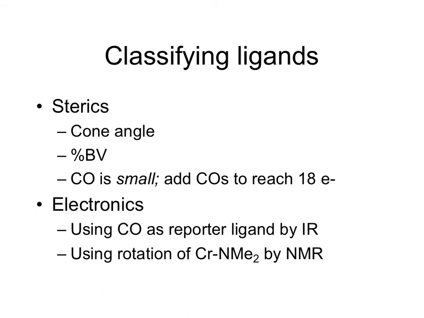There are other ways to classify ligands, including sterics and electronics. So the sterics is how big the ligand is. This can be measured in a variety of different ways, including the cone angle and the percent buried volume. Electronics is how electron donating or withdrawing the ligands are, and you can use carbon monoxide as a reporter ligand by IR, as we saw in lesson 3.